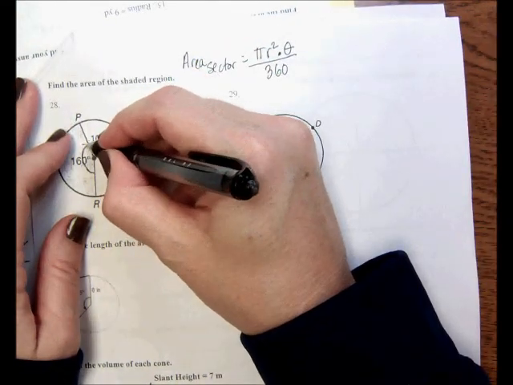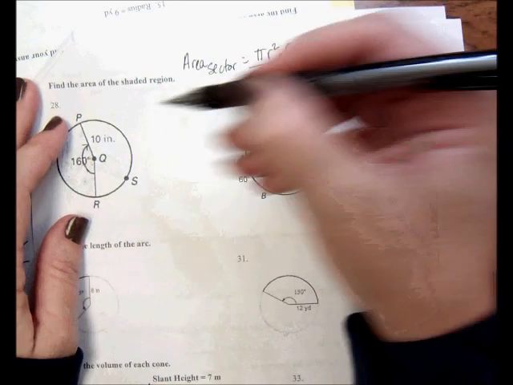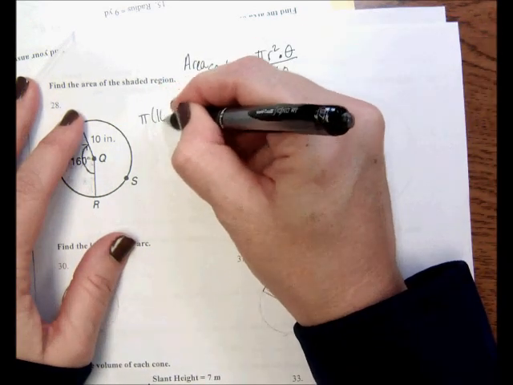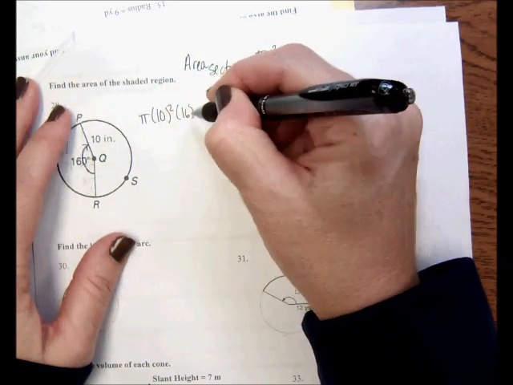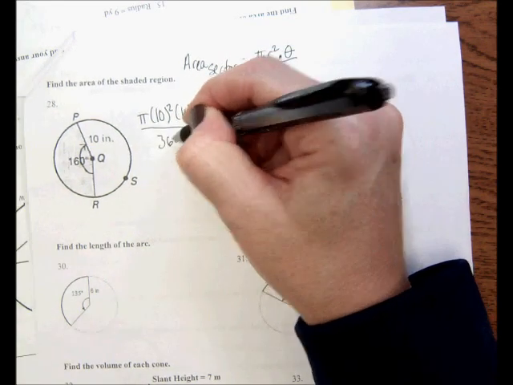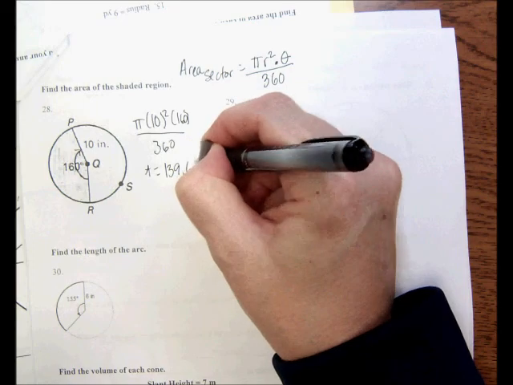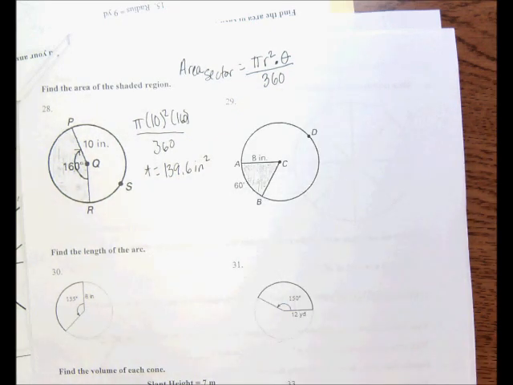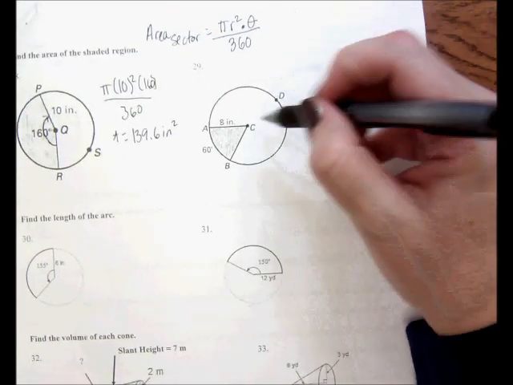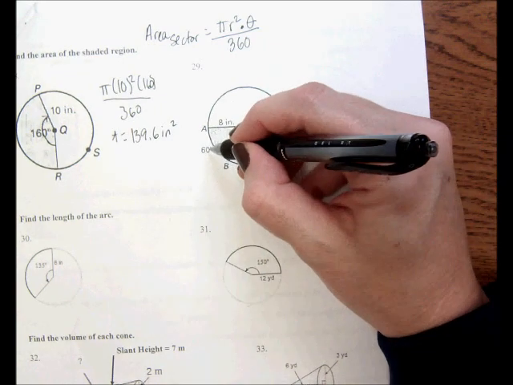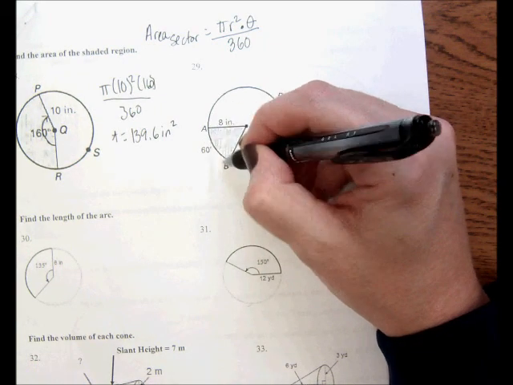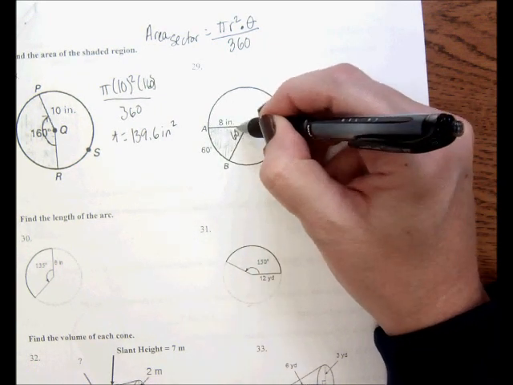So this is the part of the circle that I'm talking about. And that is this part of the circle that I'm talking about. So I want that 160-degree angle. So this ends up being pi times 10 squared times theta divided by 360. And so the area of the sector is 139.6 inches squared when I plug it into the calculator.